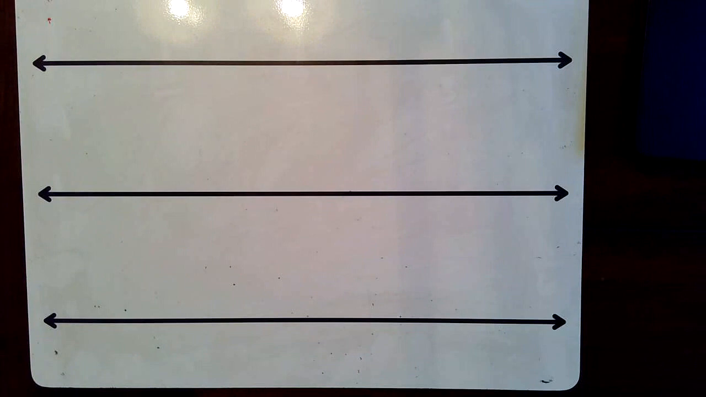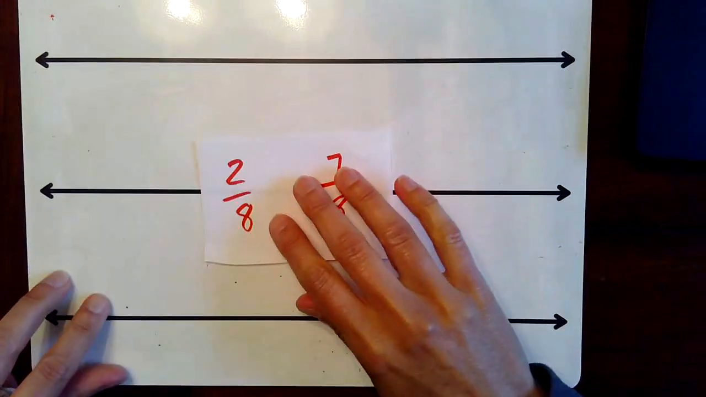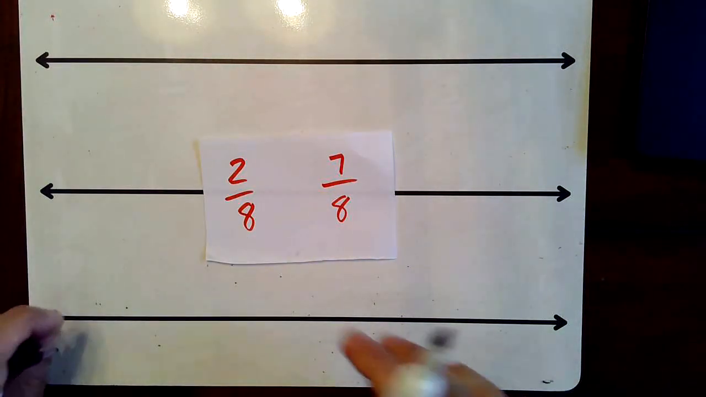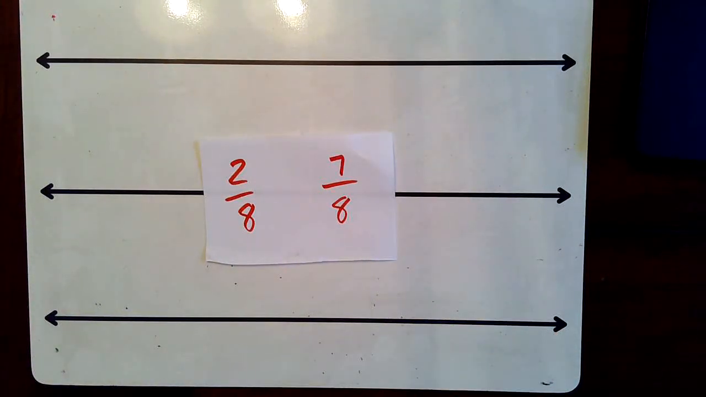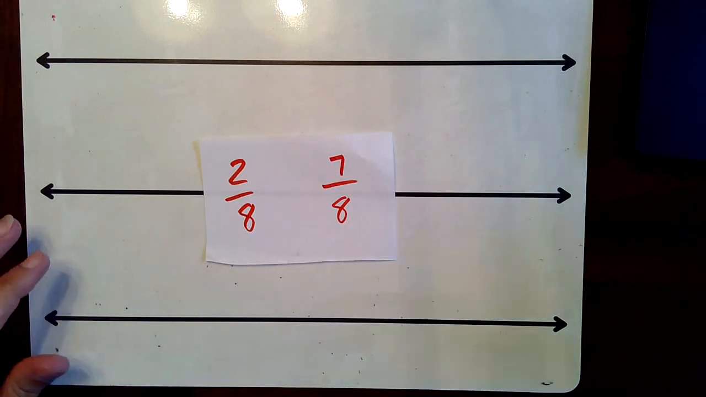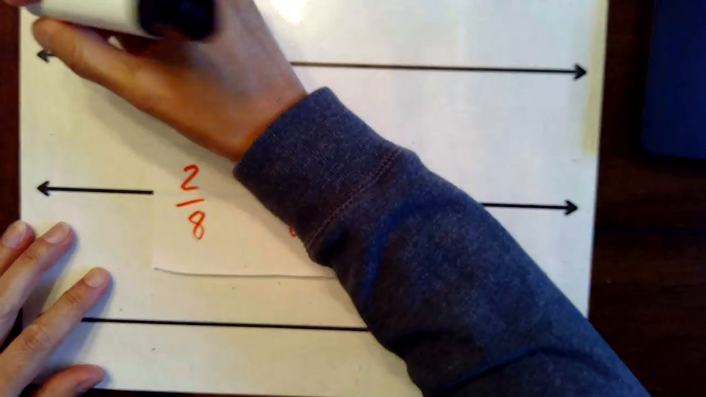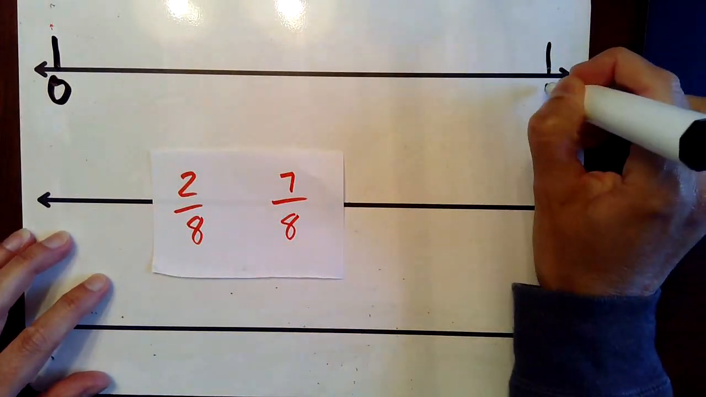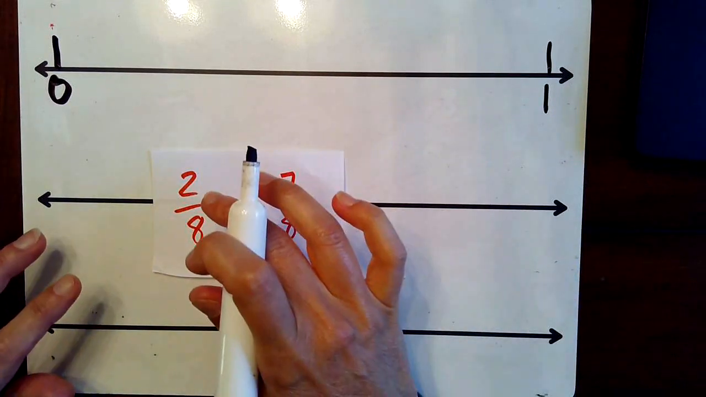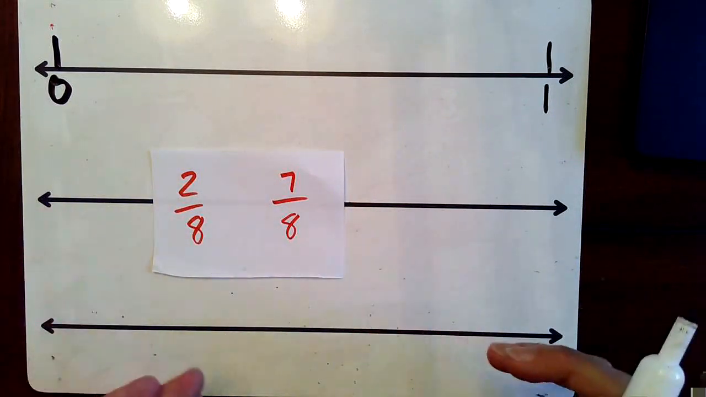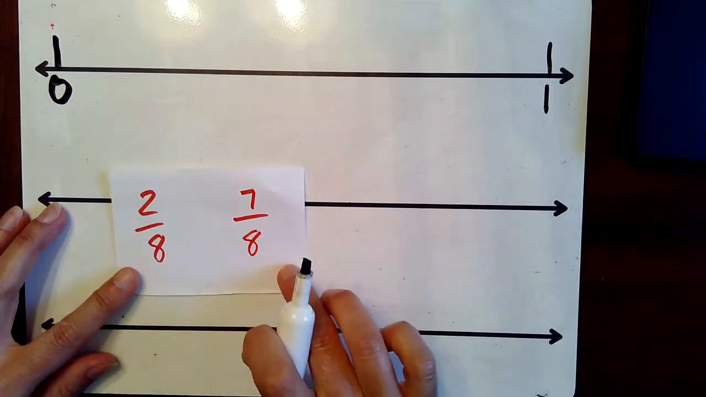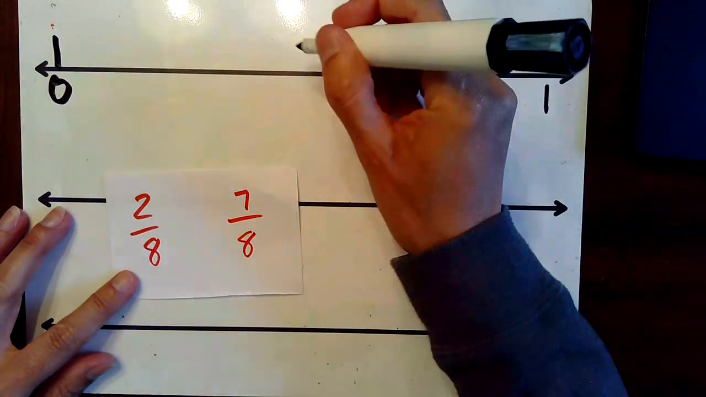And we are going to use the number line to prove that either 2/8 is greater than 7/8 or less than. So go ahead and put the correct sign in there. And then on my number line, I'm going to start with 0 and go to 1 whole, because in both fractions, my numerator is less than my denominator. So each fraction is less than a whole. So I'm going to stop at 1. And my denominator is 8 on both fractions. So I can compare both fractions on the same number line.